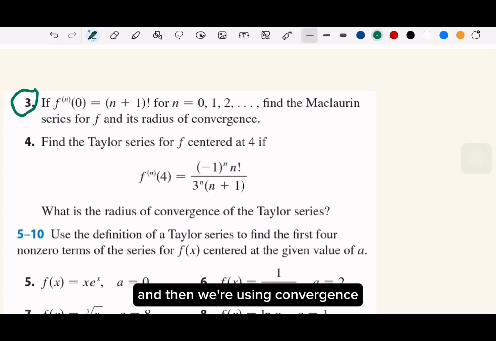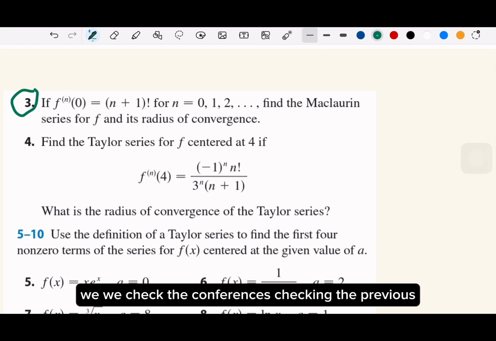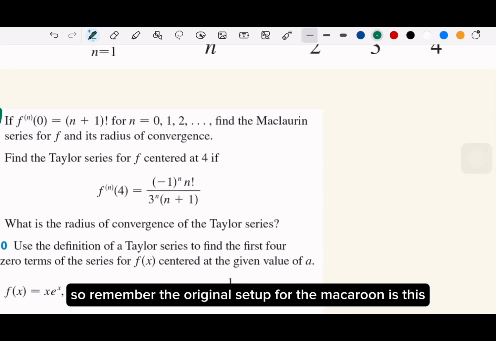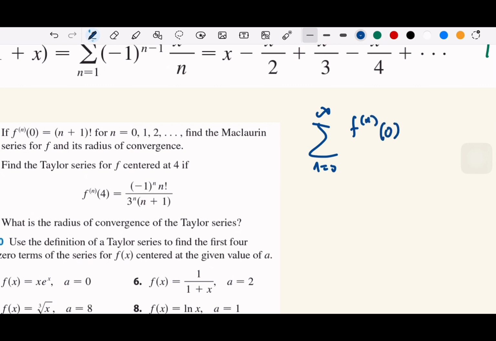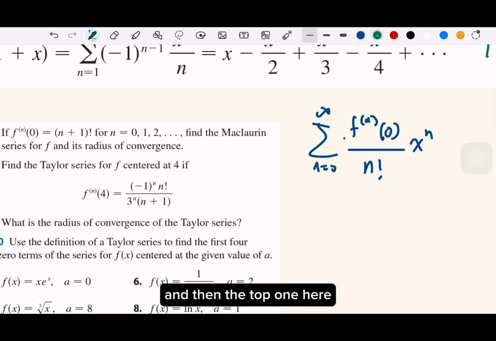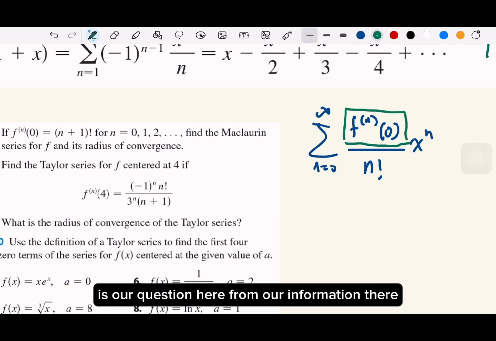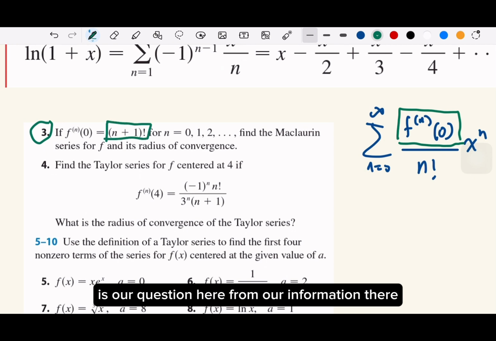the radius of convergence. So basically, we find the series, and then after we find the series, we test the convergence, or we check the radius. Remember, the original setup for the Maclaurin is this. Always start from this. And then the top one here is our question, from our information there.